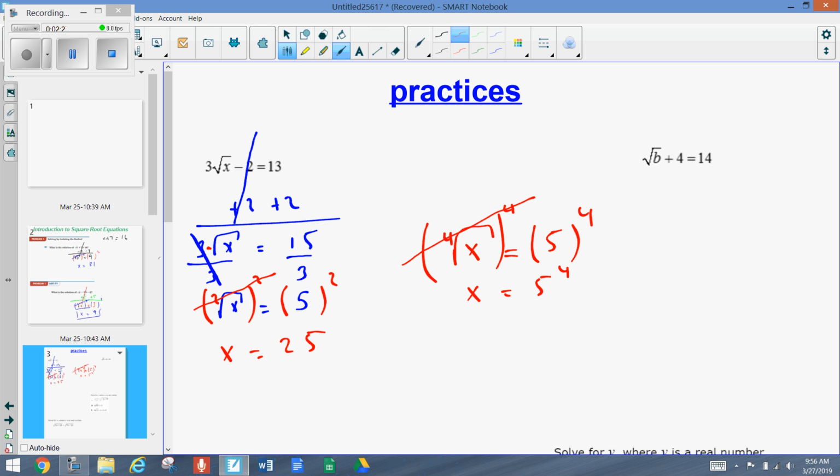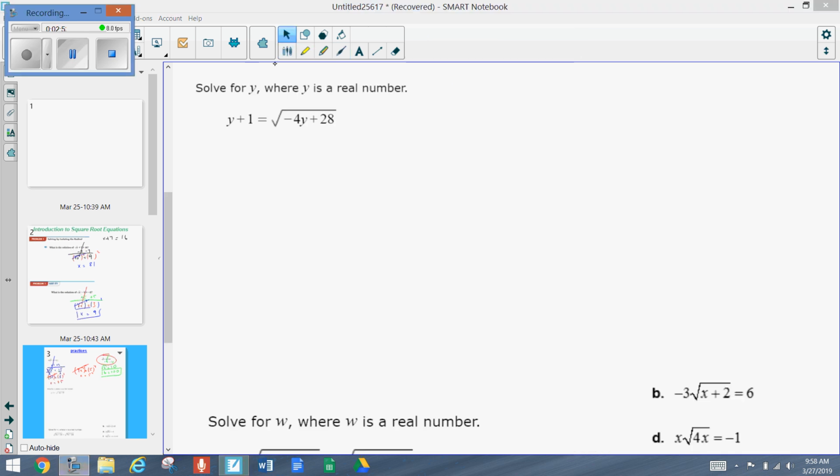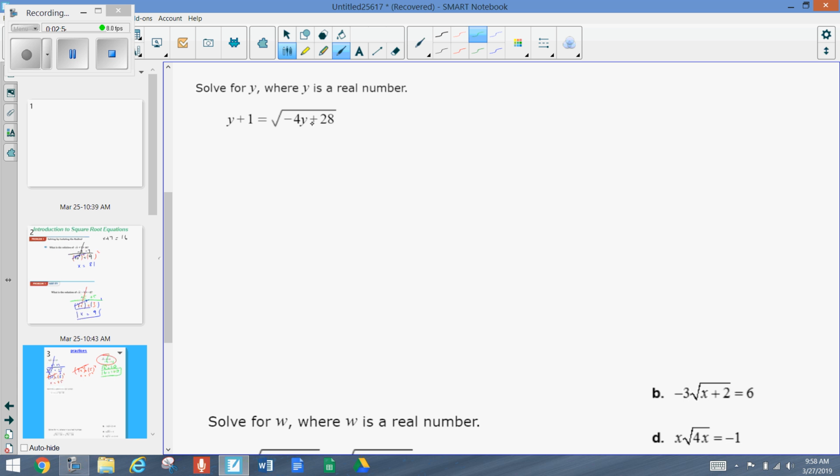Alejandro, tell me what should I do on this one? Next question. Subtract what? That cancels out. Root b is equal to? What is b equal to? 10 squared? 100. Perfect. That's right. We're going to square both hand sides because there is a square root.